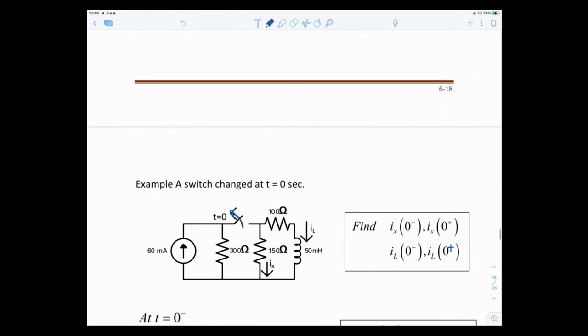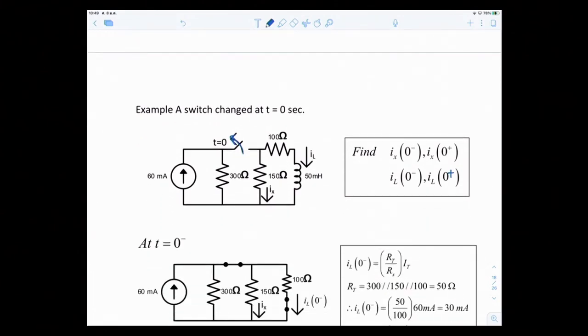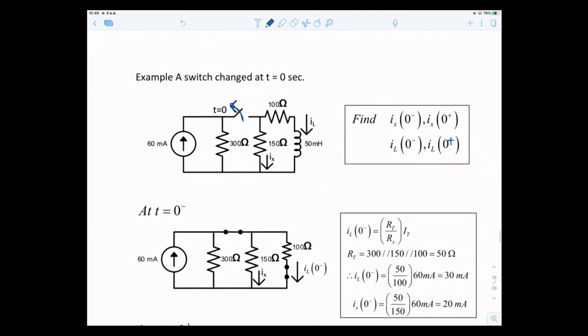So copy it down. As I said, do it as time goes by. So what does the circuit look like at t equal to 0 minus? The switch is still closed, right? So this is your picture, your circuit at t equal to 0 minus.